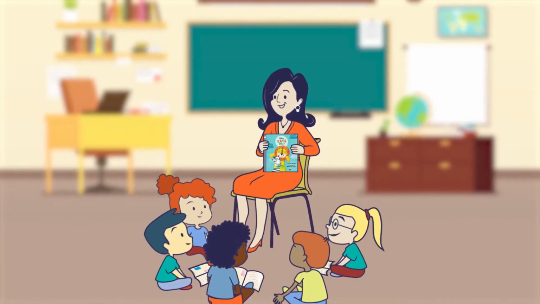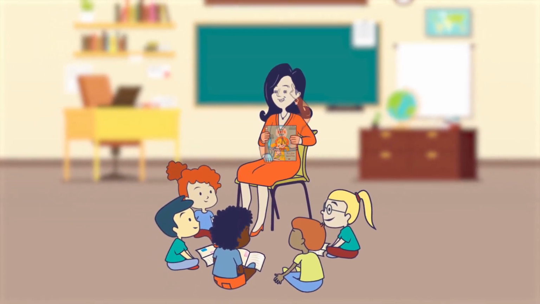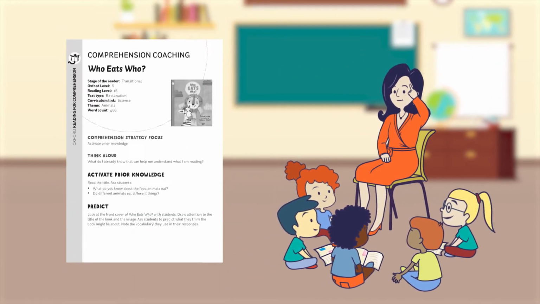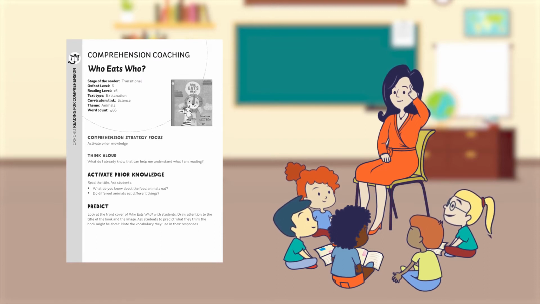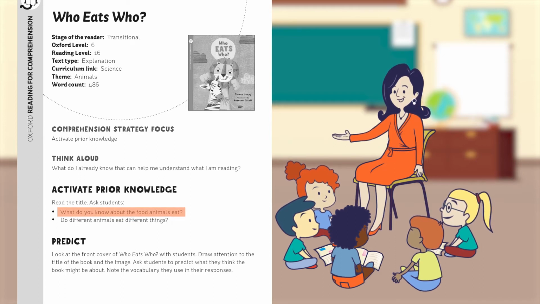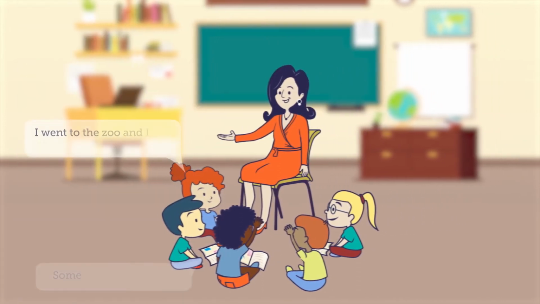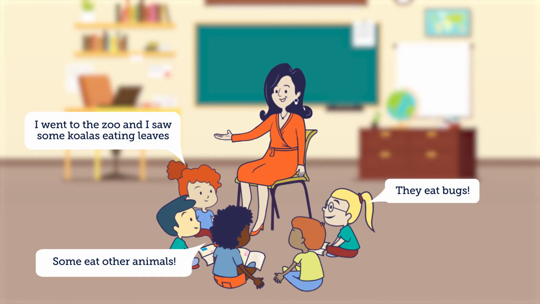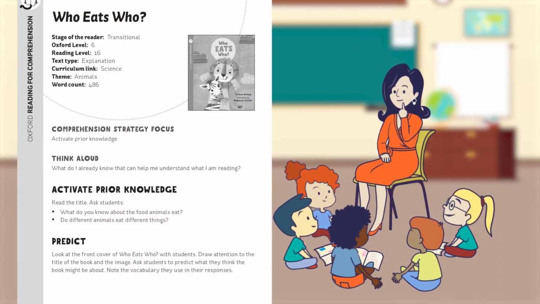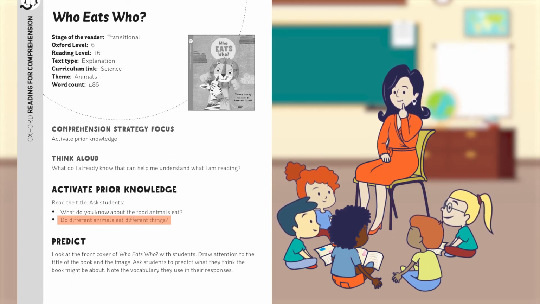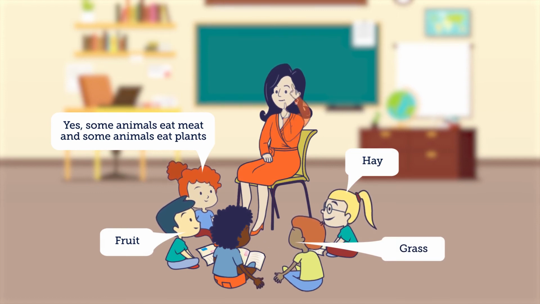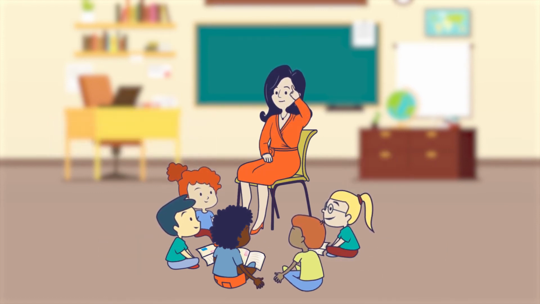Okay, reading group, before we start reading together, we're going to activate our prior knowledge. And this is going to remind us of information we already know about the topic of this book. First, what do you know about the food that animals eat? Great! Well done, everyone. Now, tell me, do different animals eat different things? Excellent. Let's keep this information in mind as we're reading.